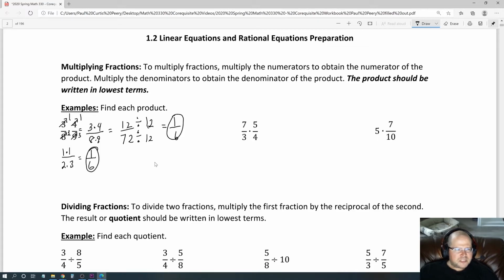Now, for simple fractions, it's probably better just to do it the first way. As they get more and more complex, you want to cancel things out before you multiply because you're going to be dealing with a great deal of variables, sometimes even parentheses.